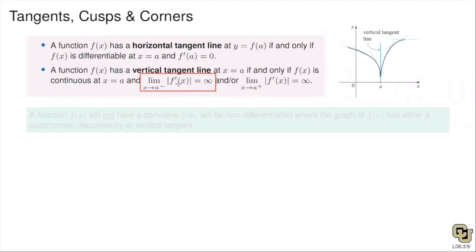Here it was just a shorthand notation. Instead of writing that the limit of f prime of x as x approaches a from the left is equal to plus infinity or minus infinity, you can also write it this way. Or if the limit as x approaches a from the right, again, is plus infinity or minus infinity, then we have what's called a vertical tangent.